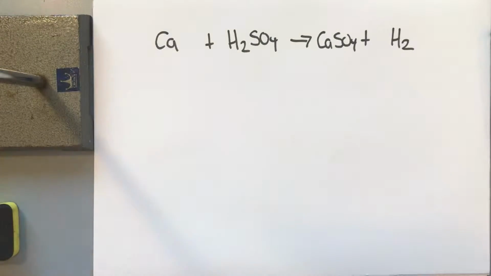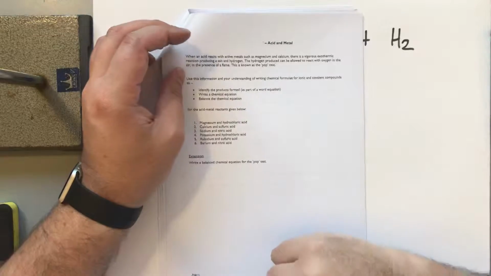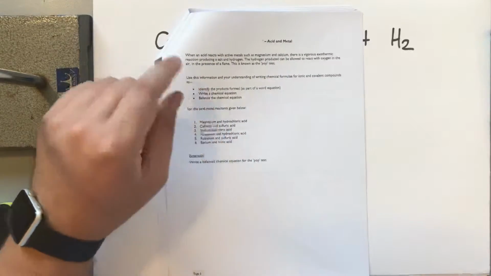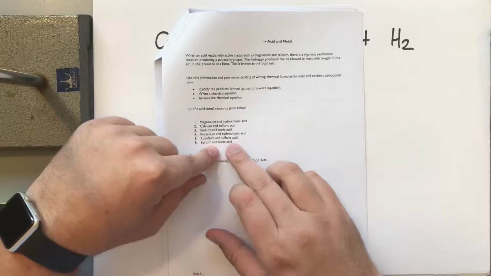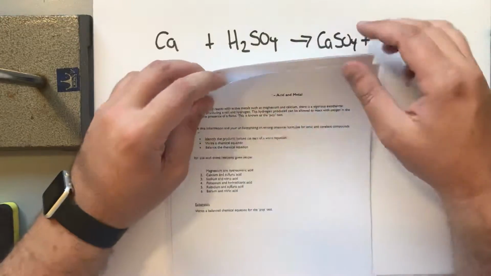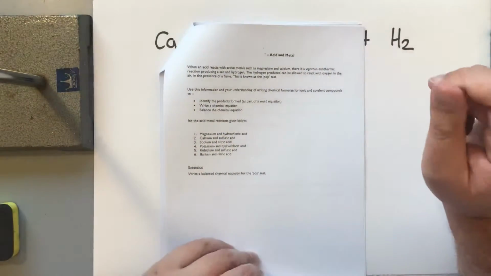Now I'll leave you to go on with the other acid and metals for yourself. Nitric acid is HNO3, and sulfuric acid is this one here, H2SO4. That should give you the information you need to do the rest of those there.